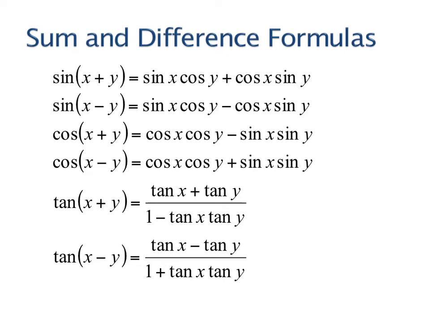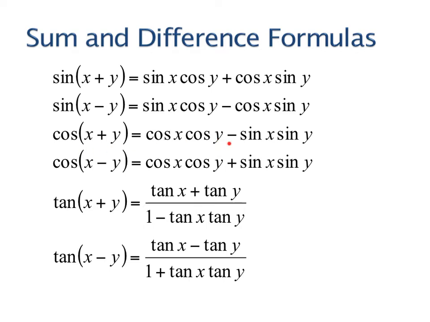With sine, the thing that I notice is that if it started with a plus, it is a plus. When it's a subtraction, there's a subtraction. And for the sine, it's sine of the first one and cosine of the second one, and then cosine of the first one and sine of the second one. So they flip-flop.